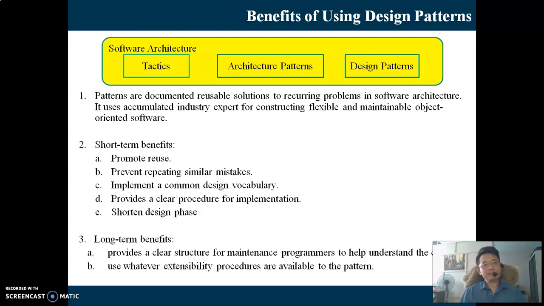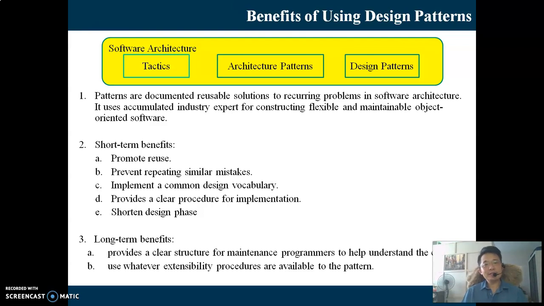So let's recap. Patterns are documented reusable solutions to recurring problems in software architecture. This is based on experiences, trends, and errors by previous development in the industry by experts. Their goal is to construct flexible and maintainable object-oriented software. The short-term benefits are to promote reuse of proven solutions. This will prevent similar mistakes from being repeated.